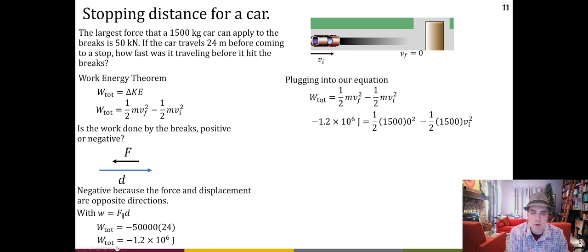Well, that's the first half. We can take that number, plug it into our total work, equals the final kinetic energy minus the initial kinetic energy. Well, we know the mass of the car, that's 1,500. The final velocity is 0, so this whole term is gone because anything multiplied by 0 is 0. And the initial velocity, that's what we're trying to figure out. So we got a bunch of numbers here. Let's simplify this down. We get 1,600 equals initial velocity squared, take the square root of both sides, and we arrive at an initial velocity of 40 meters per second.